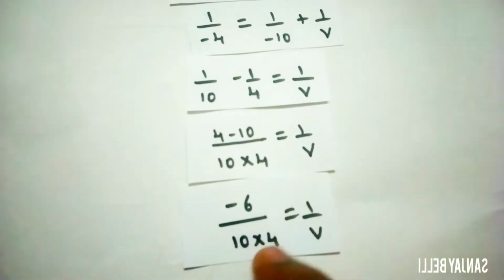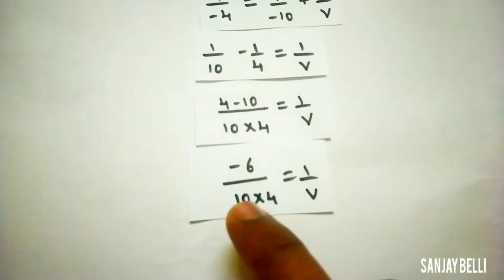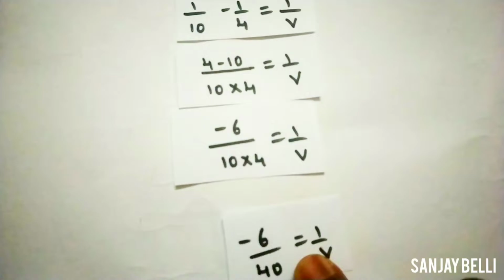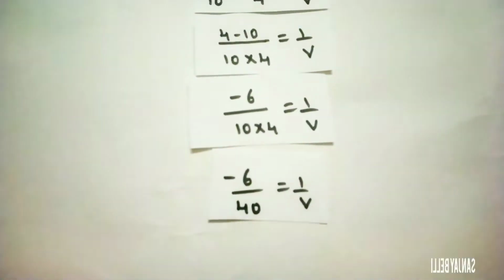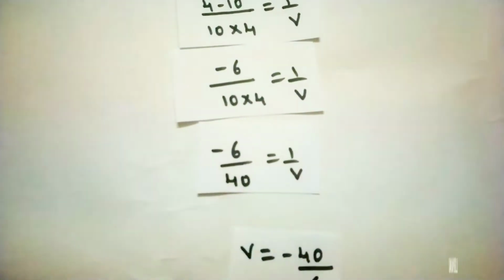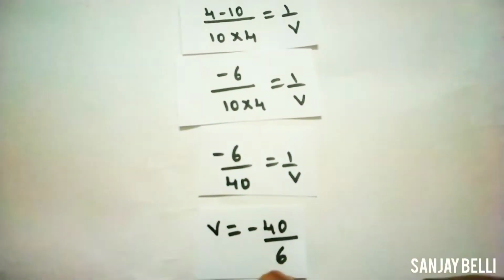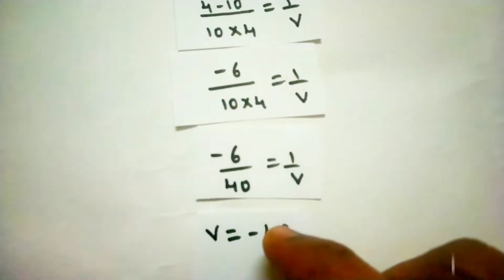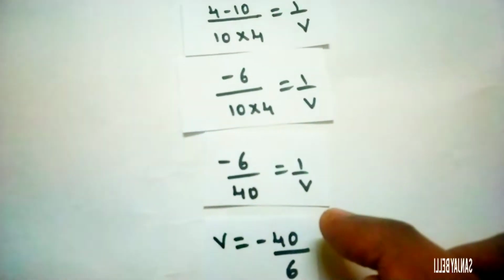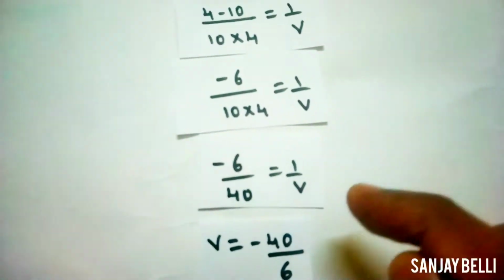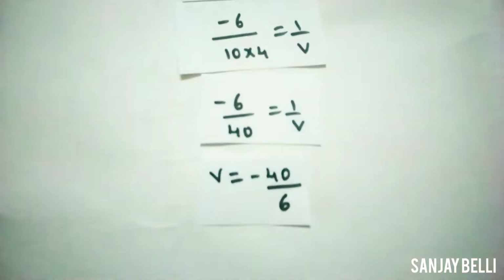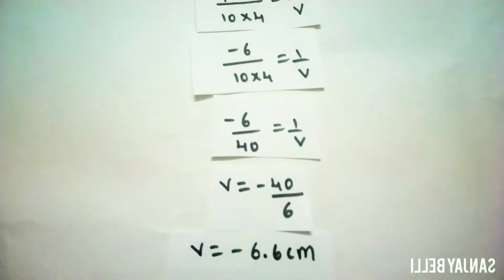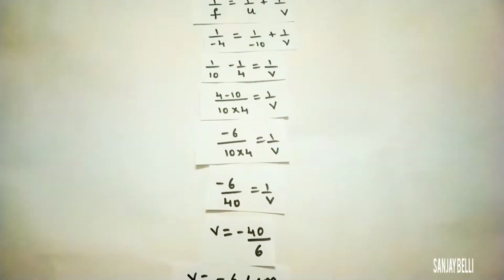So minus 6 by 10 into 4. Next, 10 into 4 is 40, that is minus 6 by 40. So 1 by v equals minus 6 by 40, so v equals minus 40 by 6. Here we need to cancel using the 6 table: 6 6s are 36, 4 left, point 40, again 6 6s are 36. So your v value is minus 6.6 centimeters. Okay, this is your problem.